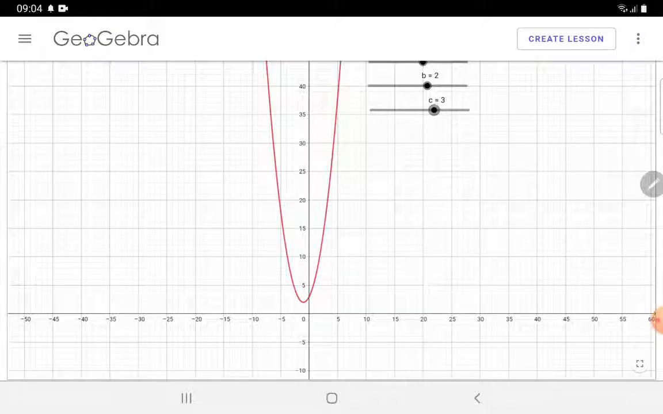So does C. When C is bigger than a certain value, it moves upwards. So C changes the position of the graph. When the value is smaller, it moves downward.